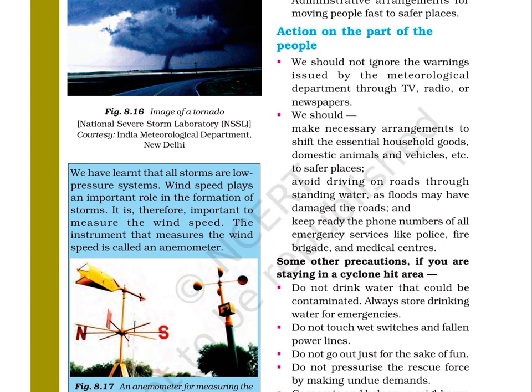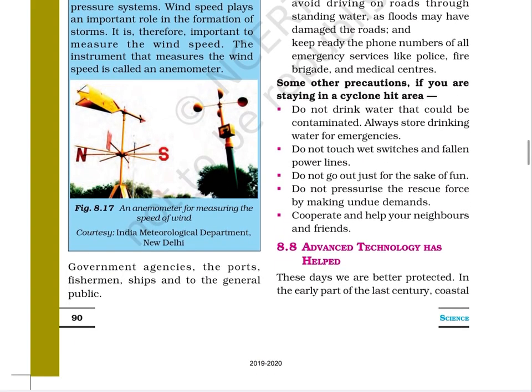Some other precautions if you are staying in a cyclone hit area. 1. Do not drink water that could be contaminated. Always store drinking water for emergencies. 2. Do not touch wet switches and fallen power lines. 3. Do not go outside just for the sake of fun. 4. Do not pressurize the rescue force by making undue demands. 5. Cooperate and help your neighbors and friends.